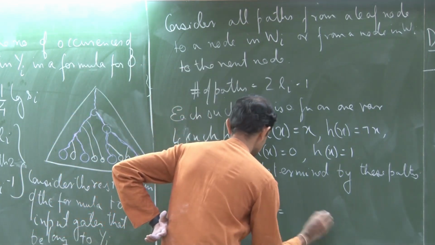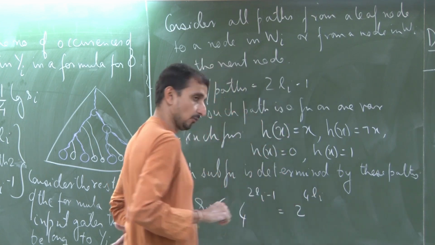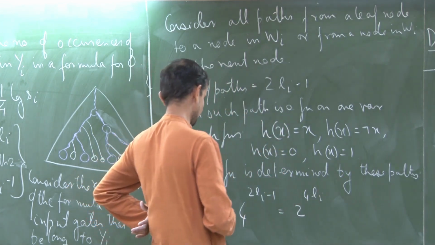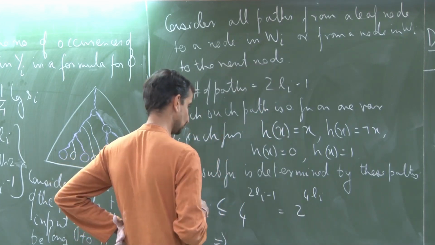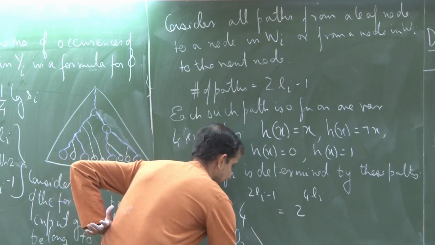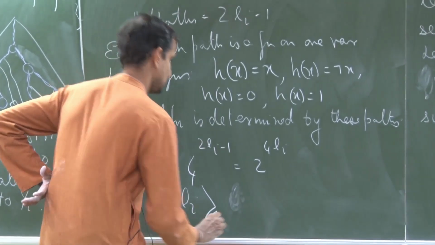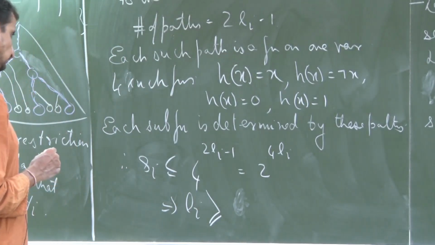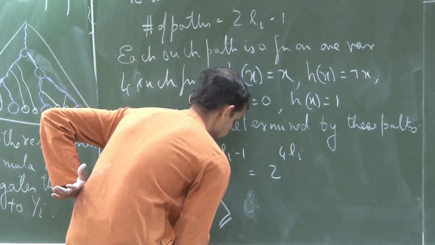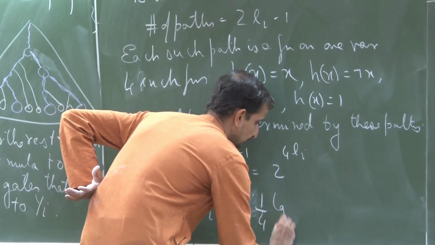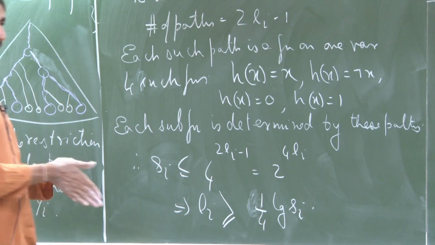Which is equal to 2 to the power 4 Li. I can just leave out this 1, which implies that if I take log on both sides, I get that 4 Li is greater than or equal to log Si. So, Li is greater than or equal to 1/4 log Si. Okay. So, that completes the proof.